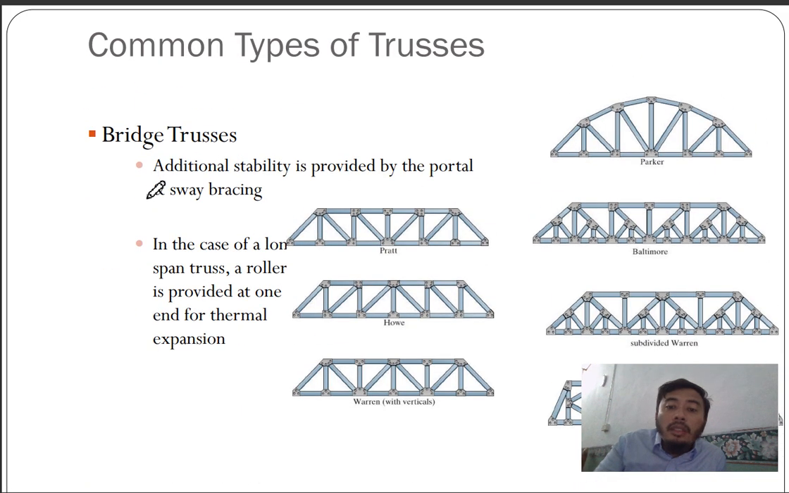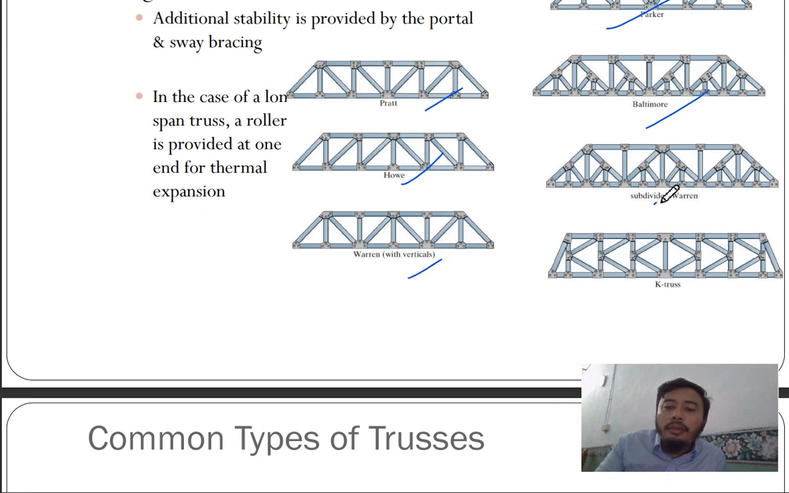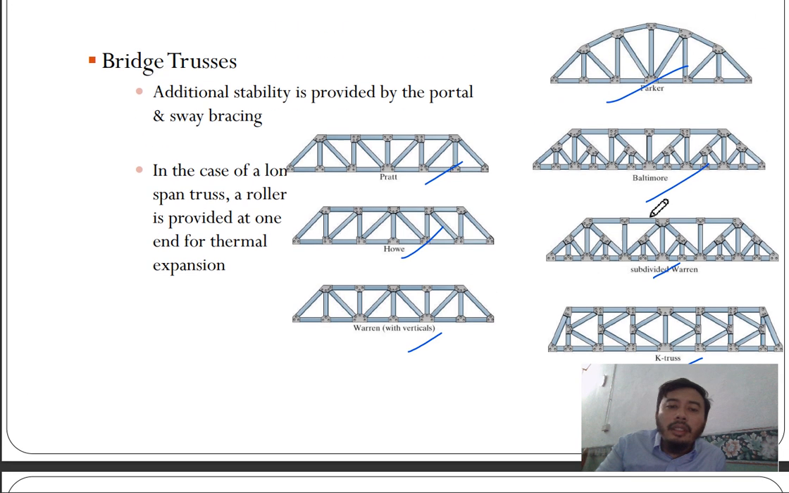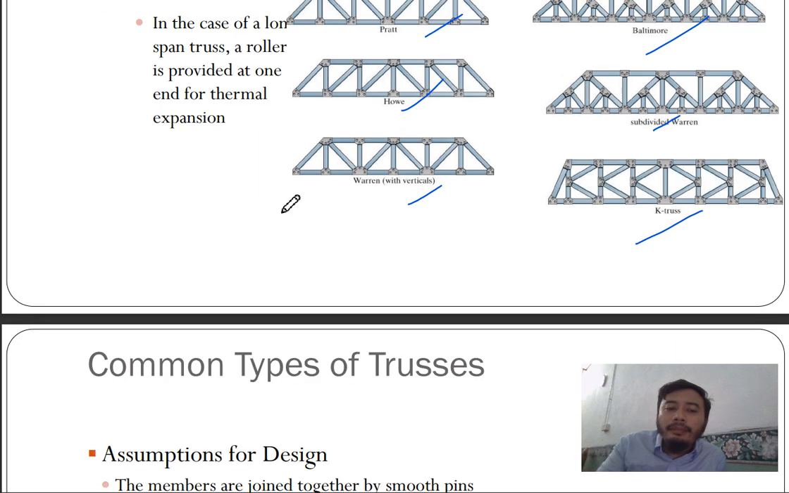So common types: Parker, Baltimore, Pratt, Howe, Warren, subdivided Warren, and K-truss. Usually you can see this type of bridge truss in very old steel bridges, like in Baling, or the bridge crossing at KL near Neseputih.